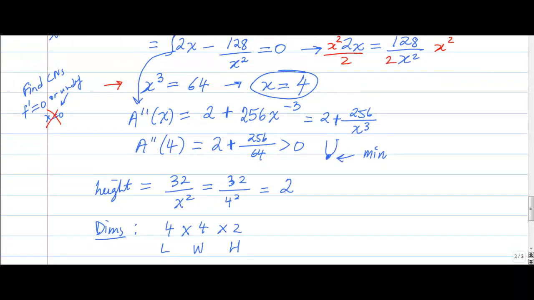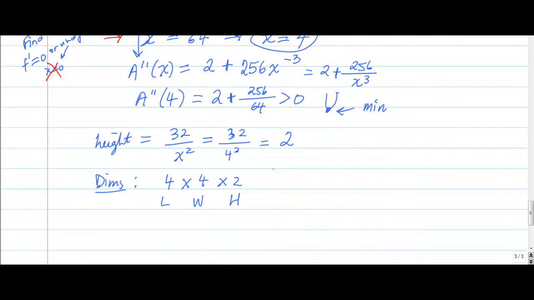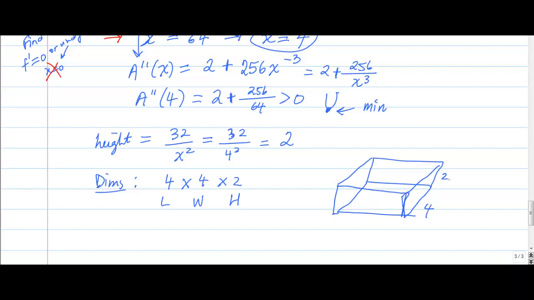Okay. So this box I've drawn is a little bit tall, right? It's actually going to look like this, so that'll still give us a volume of 32. 4 times 4 is 16, times 2 is 32, but it'll minimize the amount of materials that we need.